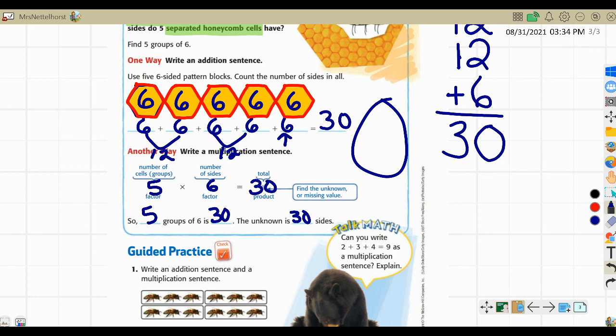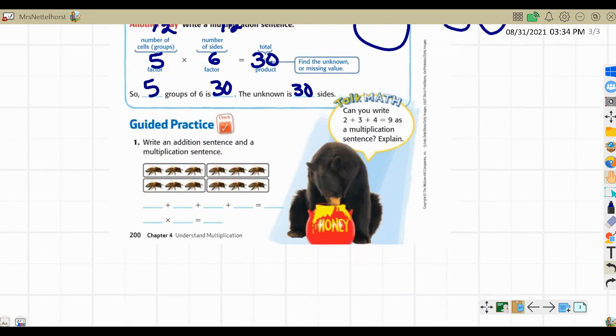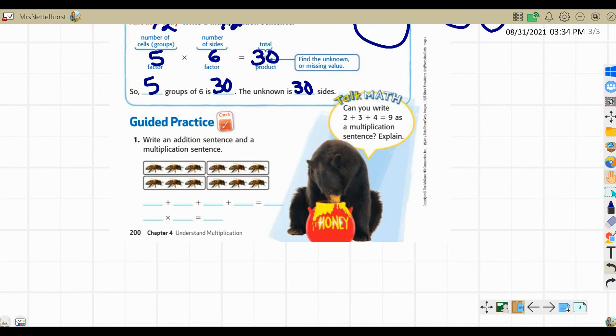Okay, so now we're down to the guided practice. This is the part you do on your own. You will pause the video, then unpause it to see what your answer should have been. If it's not right, fix it. And if it's right, pat yourself on the back, and then we'll do the next part.